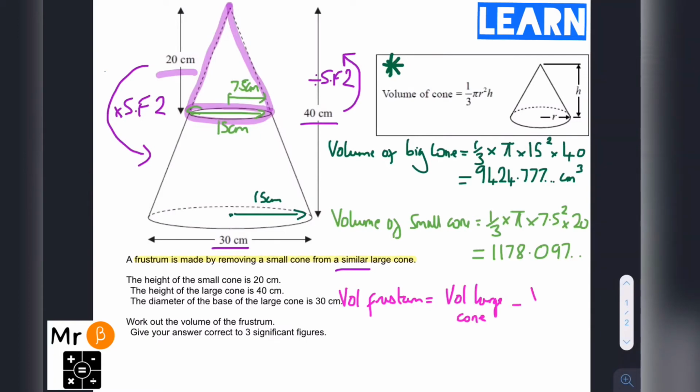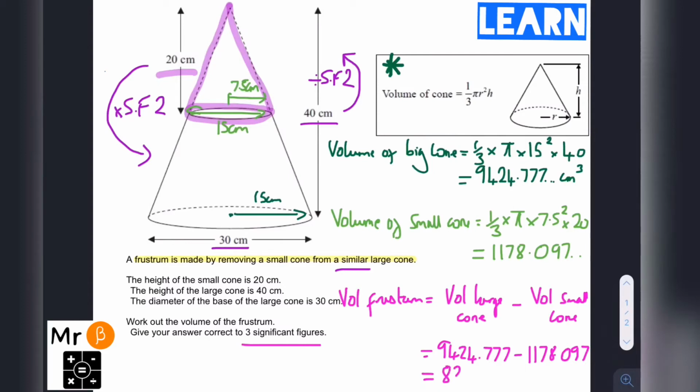Finally, to get the volume of the frustum, it must be the volume of the large cone subtract the volume of the small cone. So we've got 9,424.777 subtract 1,178.097. The reason I've done it to 3 decimal places there is because I've already seen the answer is asked for 3 significant figures. So we're going to do it to 3 decimal places so that we can accurately round to 3 significant figures without getting any rounding error.